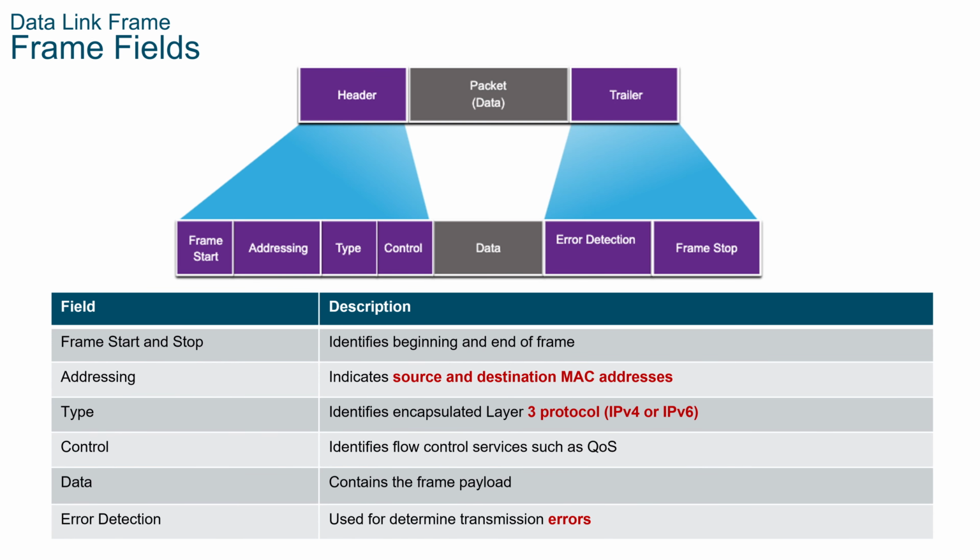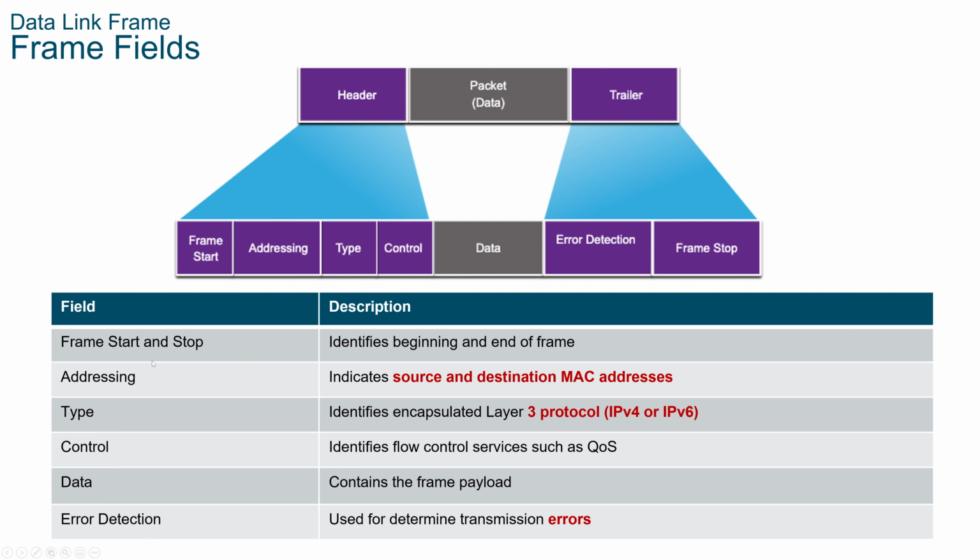Frame fields. So we have the header, we have the data, which is the packet, and we have the trailer. The header can be divided into frame start, addressing, type, and control. And then the trailer can be divided into error detection and frame stop. This is a very important concept for your exams as well as your future networking careers. So make sure you understand that.